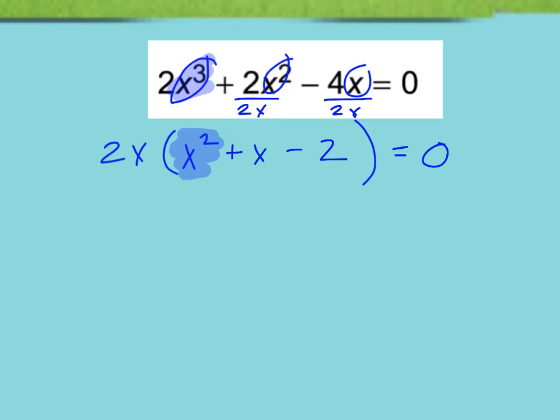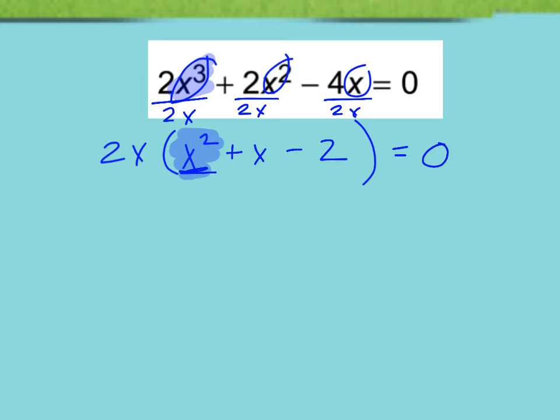Ms. Carr, just to clarify, you took the x squared because we started with x cubed, right? We started with x cubed, and I took out 2x. So if I have 3 x's and I took 1 away, then I'm left with 2 x's. So that's where I got this x squared. All right, thank you. Good question.